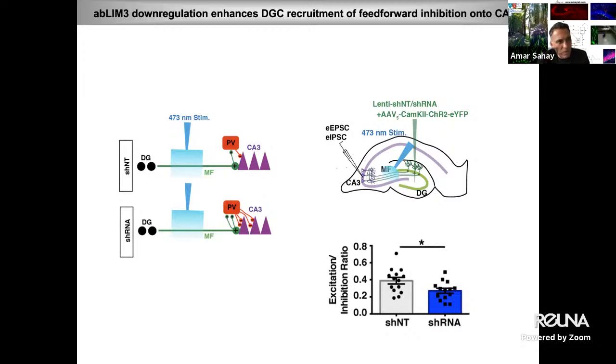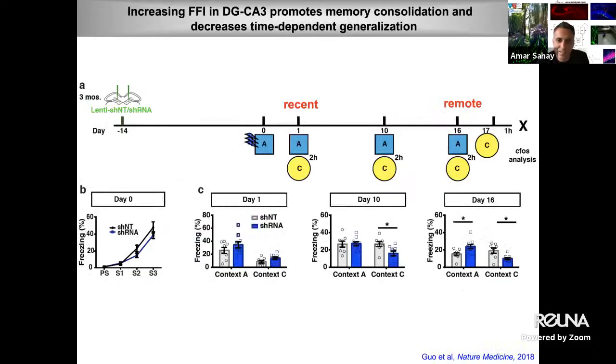Together with a larger body of physiological analysis ex vivo in slices, these data suggest that ABLIM3 acts as a brake on feed-forward inhibition in the dentate gyrus CA3 circuit, and its downregulation with this shRNA in granule cells enhances feed-forward inhibition onto CA3 and CA2. So what is the effect then on generalization of memories over time?